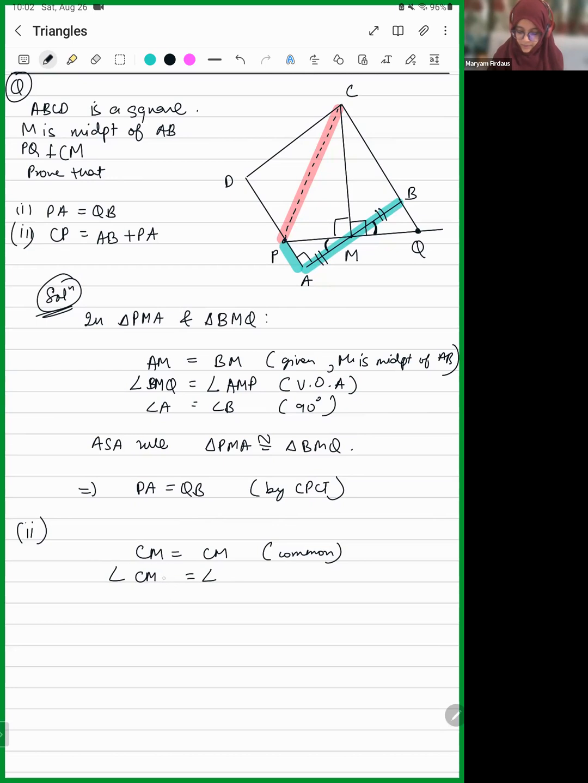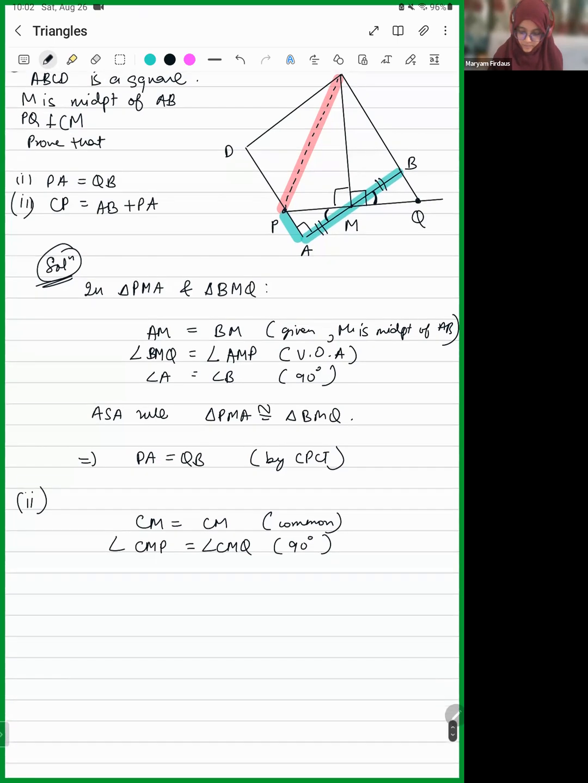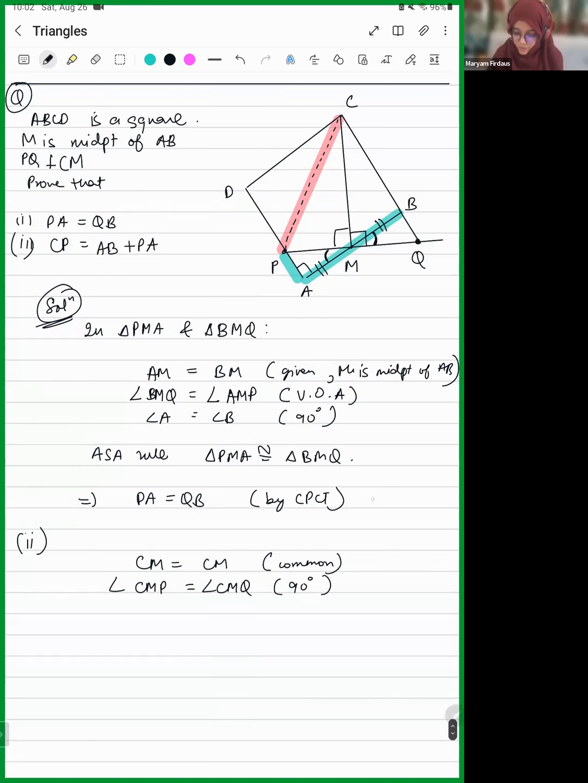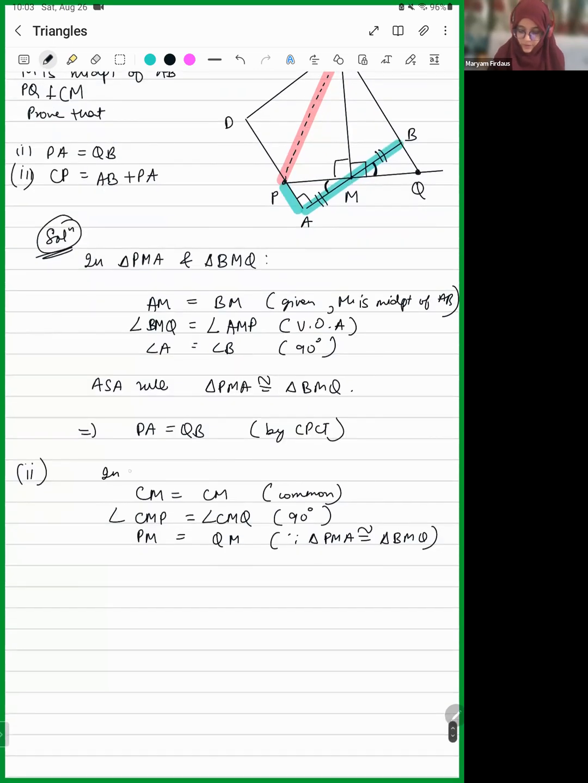So angle CMP is equal to angle CMQ because it is 90 degrees each. Then PM is equal to QM by CPCT from the previous one. So we write PM is equal to QM since, by CPCT, triangle PMA is congruent to triangle BMQ. So by SAS, both of these triangles are congruent.